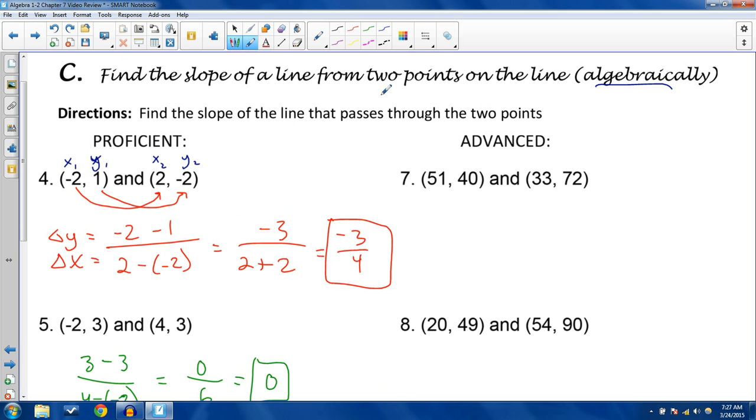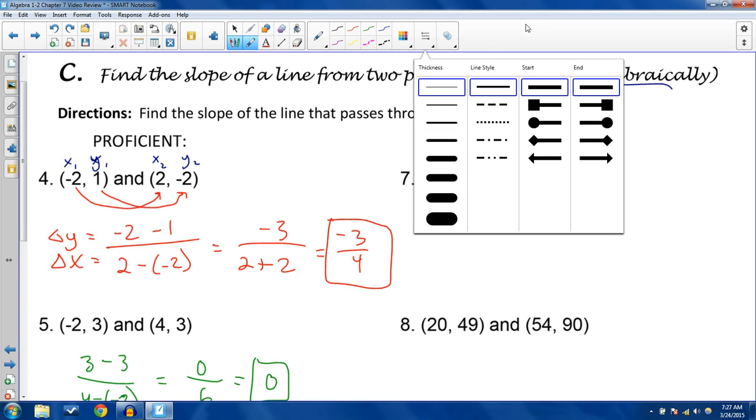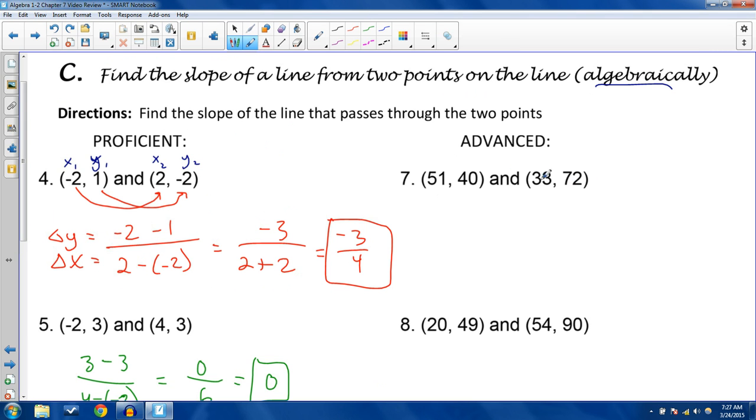Okay, advanced. I think it's only advanced because the numbers are bigger. Maybe you have to reduce the fraction as well. We'll see. Number 7, like I said, I'm going to do 72 minus 40. I'm going to subtract my y's, find the difference. That's 32. And then I'm going to subtract my x's, 33 minus 51. 33 minus 51 is -18. Yes, it looks like this will have to reduce.